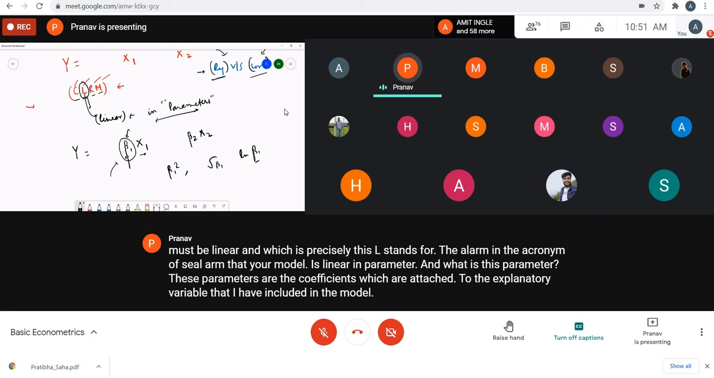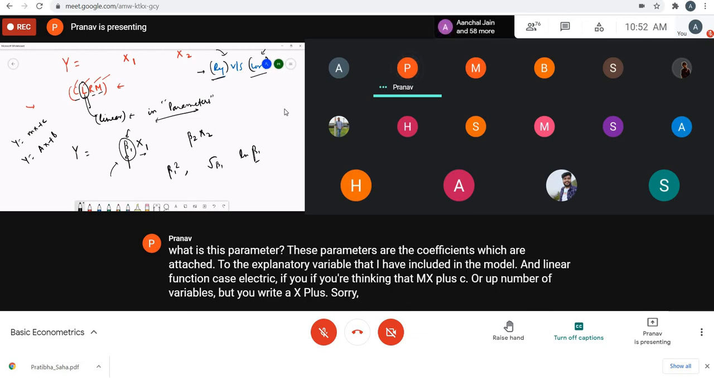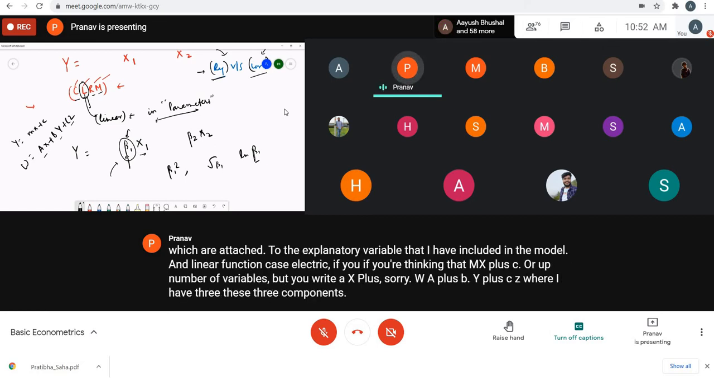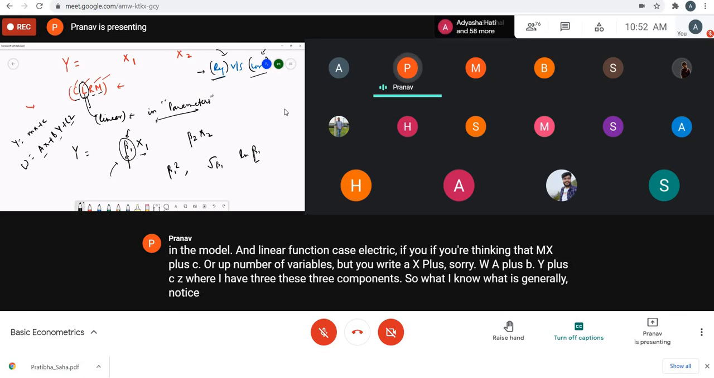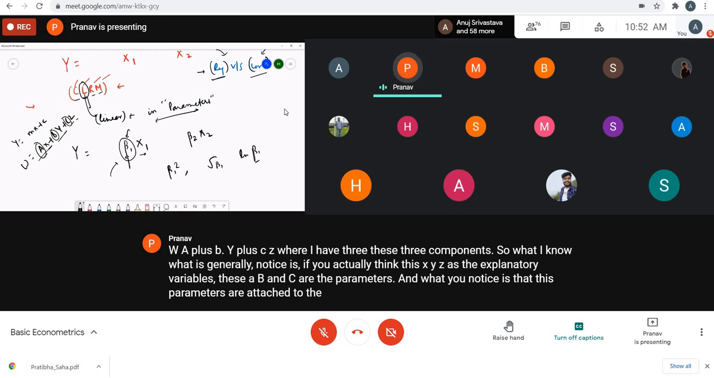And linear function कैसे लिखते हैं? If you're thinking that mx plus c, और आप number of variables बढ़ाते जाओ, you write ax plus by plus cz, where I have these three components. So what is generally noticed is, if you think of x, y, z as the explanatory variables, these a, b and c are the parameters, and these parameters are attached to the respective variables and they are added.